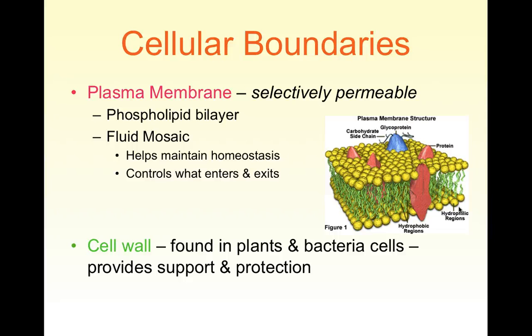Other cellular boundaries include the plasma membrane. Plasma membrane is also referred to as the cell membrane, so you can see it both ways. It is selectively permeable, meaning it allows certain things to enter and exit. Okay, it's a phospholipid bilayer. We've heard the term lipid before, so we know it has a fat in it. It's fluid mosaic, meaning it's constantly moving. It's got a lot of stuff attached to it. It helps maintain homeostasis, that internal and external balance. We want everything to be equal. It controls what enters and exits the cell. So it is selectively permeable, meaning it's going to select what can enter and exit that cell, what can cross that membrane.